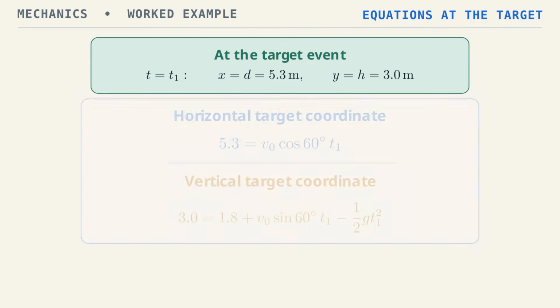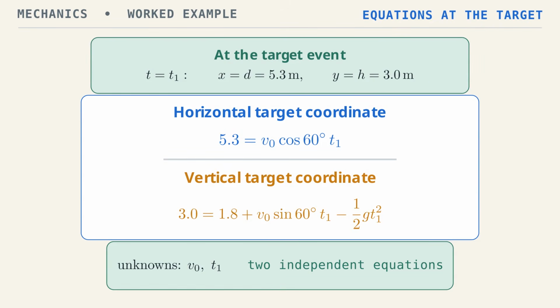At the target event, call the shared time t1. Then x is the horizontal target distance, 5.3 meters, and y is the basket height, 3.0 meters. Substitute that same t1 into both motion equations. Horizontally, 5.3 equals v0 times cosine 60 degrees times t1. Vertically, 3.0 equals the initial height, 1.8, plus v0 times sine 60 degrees times t1, minus 1/2 g times t1 squared.